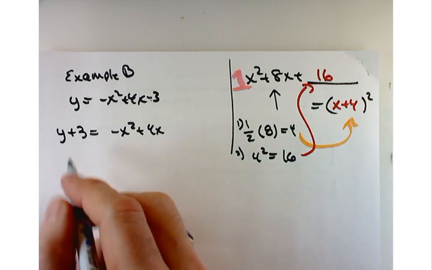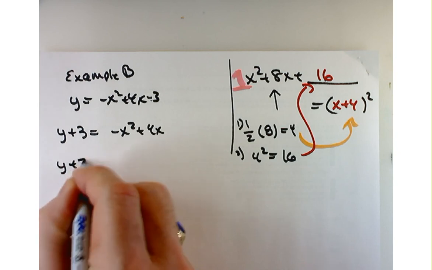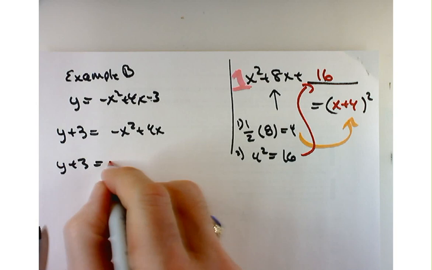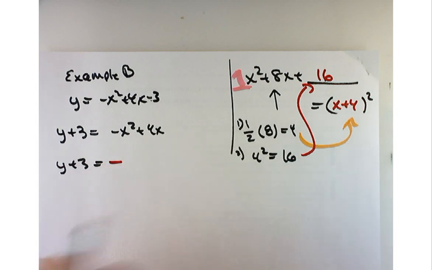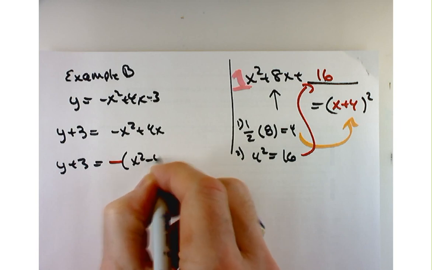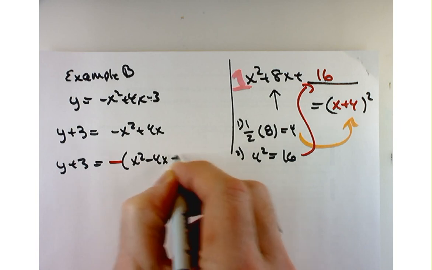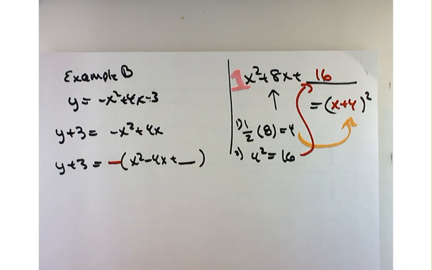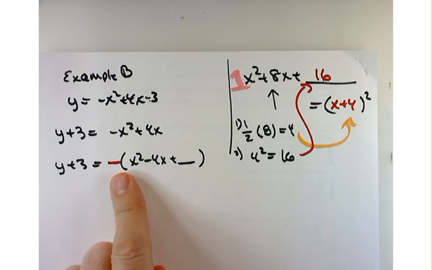So in our case, I can make this a 1 by factoring out a negative. Negative, then x squared minus 4x plus something. Now I got to figure out what that something is. All I did is I factored out the negative.